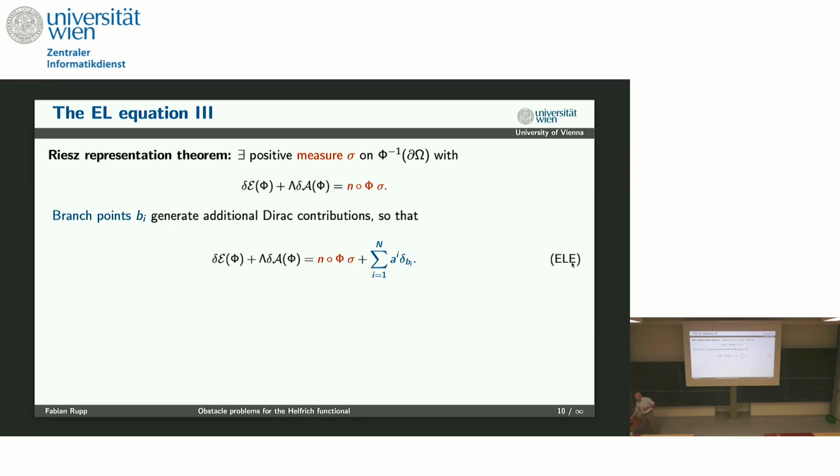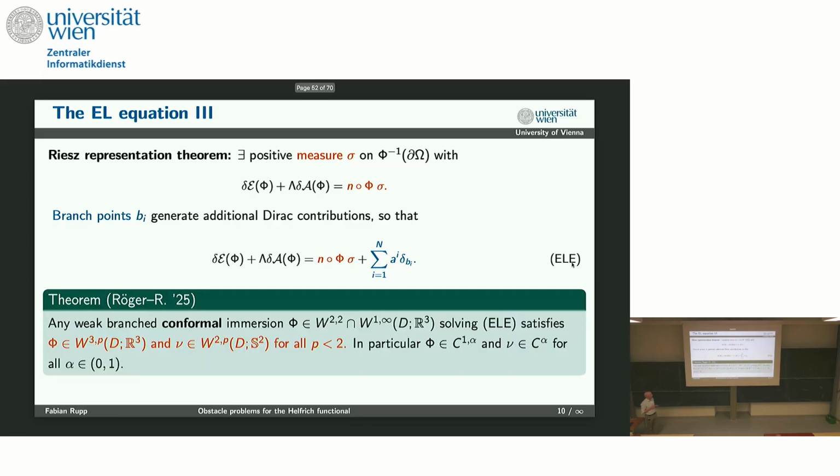Branch points give Diracs or derivatives of Diracs. Then you can check by some scaling behavior that there are no derivatives of Diracs, so there are only Diracs appearing. And this is the equation. And we also proved that any solution of this equation is in this optimal Sobolev regularity: W3p with normal in W2p for all p less than 2. Okay. In particular, we are C1 alpha, and the normal is C alpha.